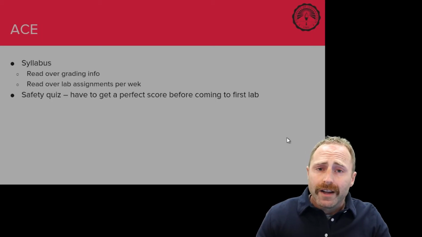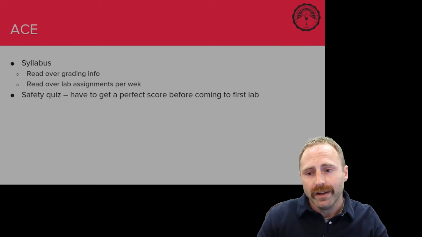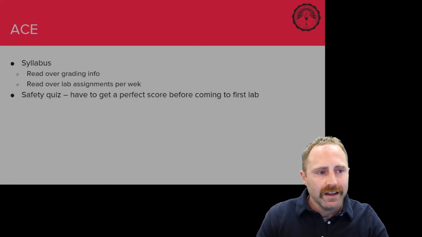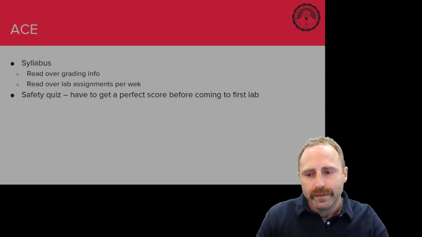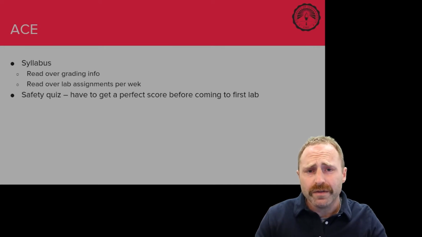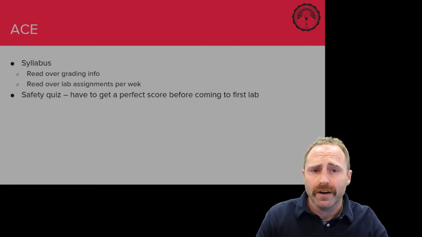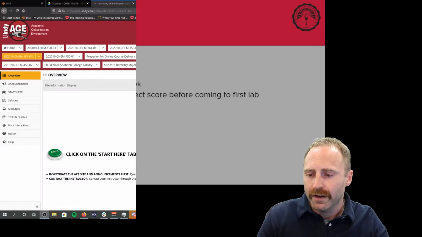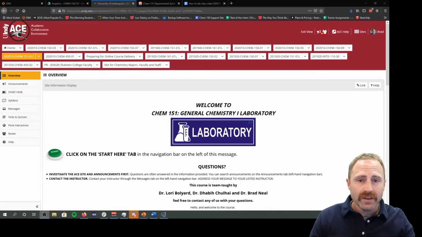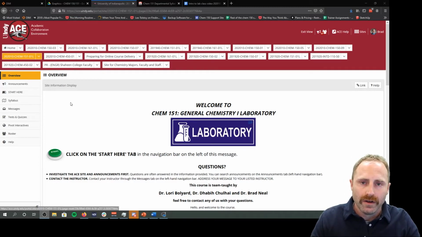So while we're talking about ACE, let's go ahead and bring ACE up. So ACE, the helpful handy place, is going to be where you find your syllabus. It's going to be where you're going to find everything that you need for this course. So let's go ahead and let's see if we can pull that up here. Okay, so this is our ACE page for Chemistry 151 for the fall semester.